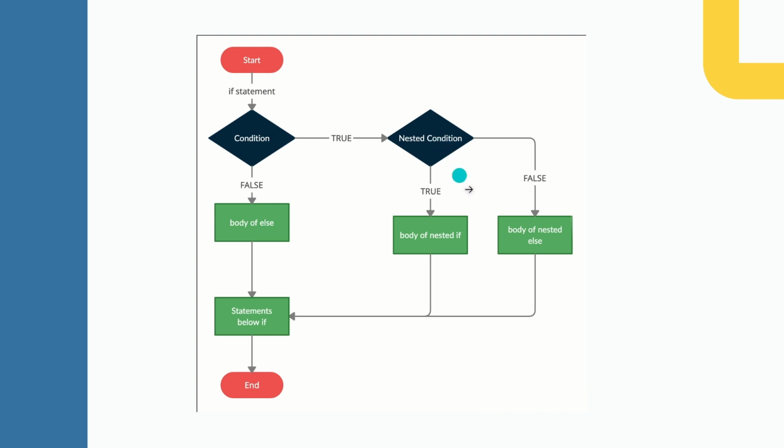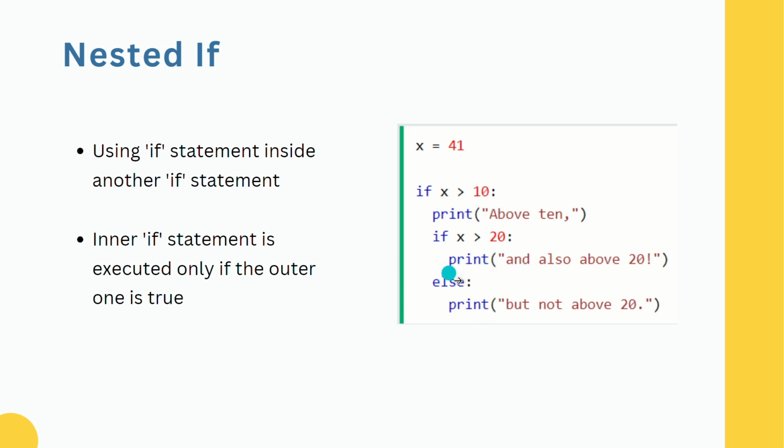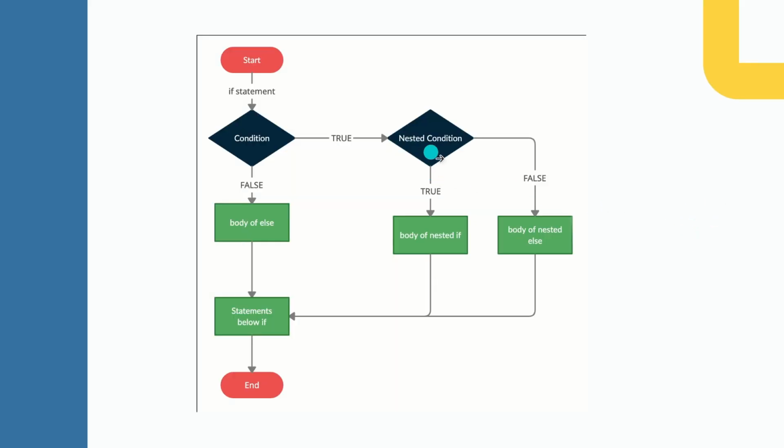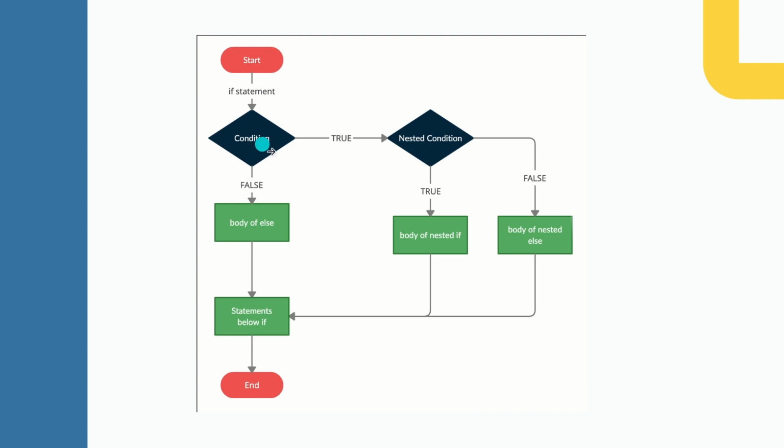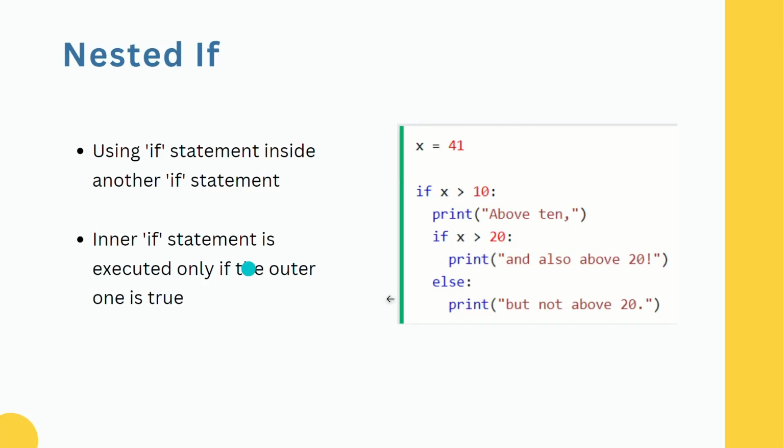And then if the nested condition is true, you will have the body of nested if. In this example, the body of nested if contained a print statement which said and also above 20. If it is false, then there is the body of nested else. In this case it is print not above 20. And if the initial condition is false, then it will directly go to the body of else or to the other statements in the program, whichever comes first.